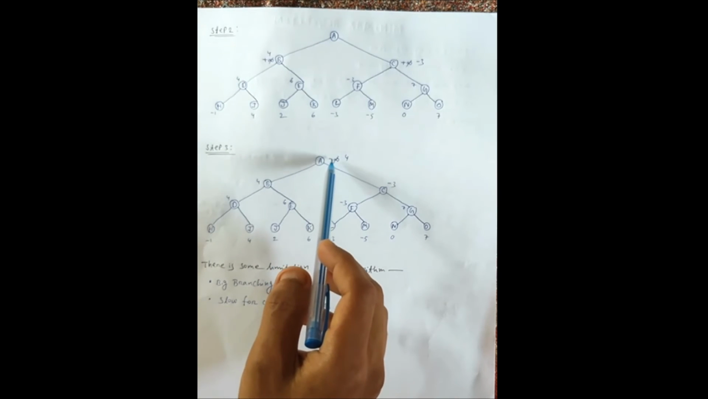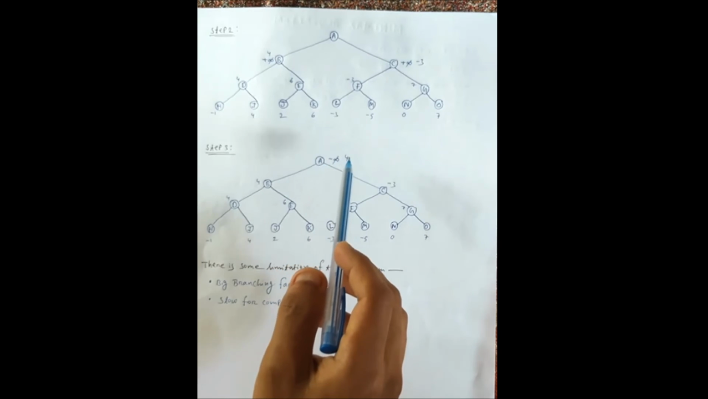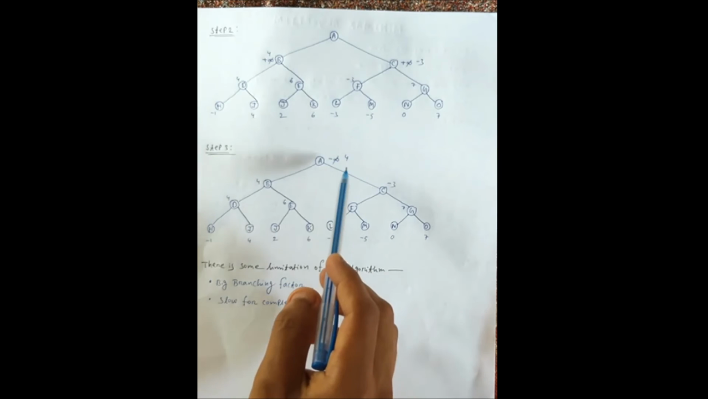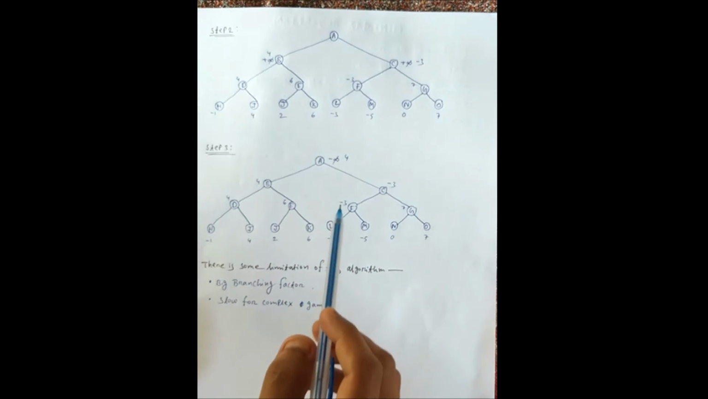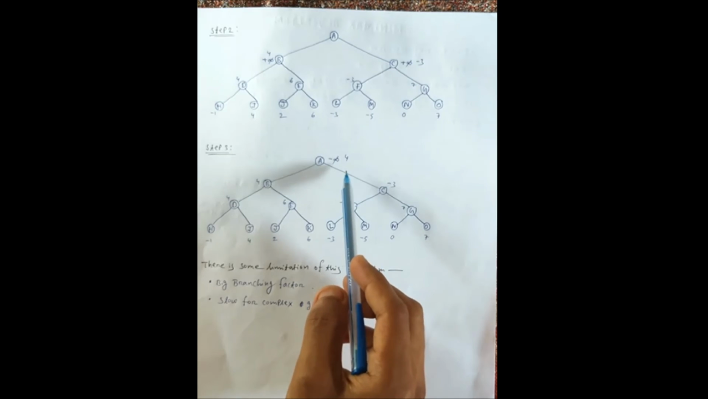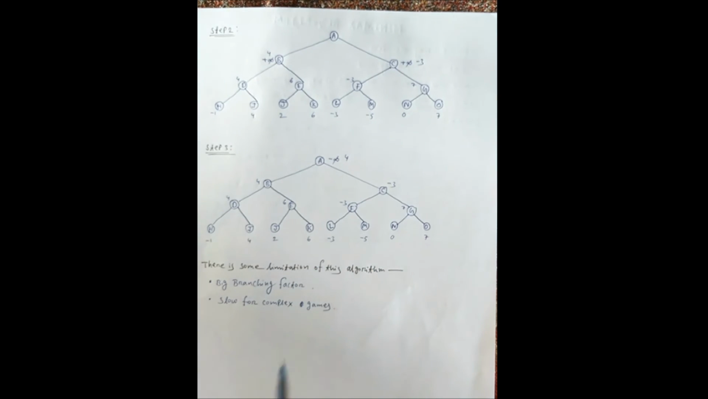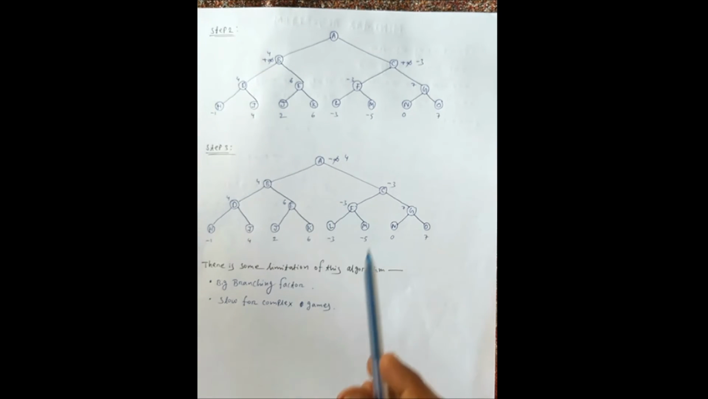Here between minus infinity and plus 4, the maximum value is 4. So I have replaced it with 4. And between 4 and minus 3, the maximum value is 4. So it is not changed. So the ultimate answer is 4. That's all. This is an example. I hope you can understand it.